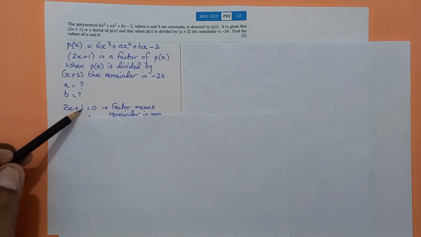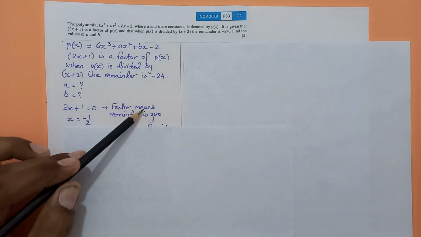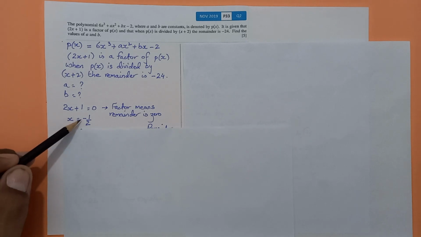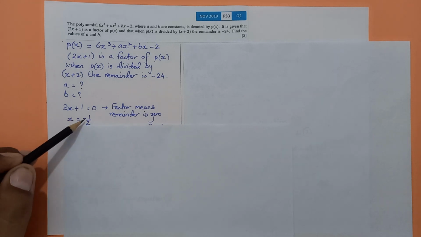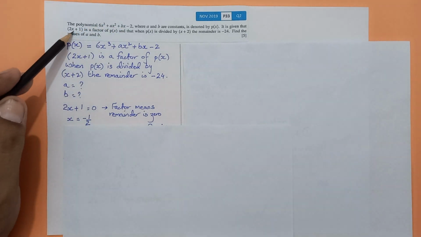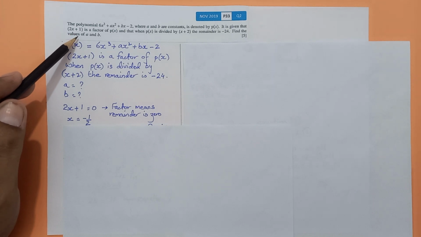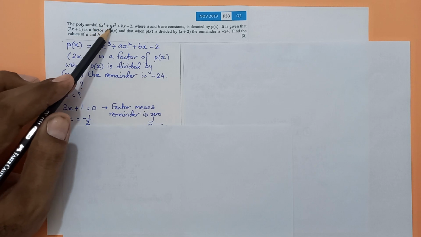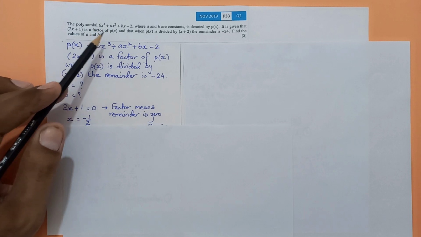As I said, 2x plus 1 is a factor, and factor means the remainder is 0. So from here we can say that x is equal to minus 1 upon 2. Place this value of x in the given polynomial. Because it is a linear factor, you don't have to go for the division process. You can simply place the value of x in the given polynomial and get the required result.